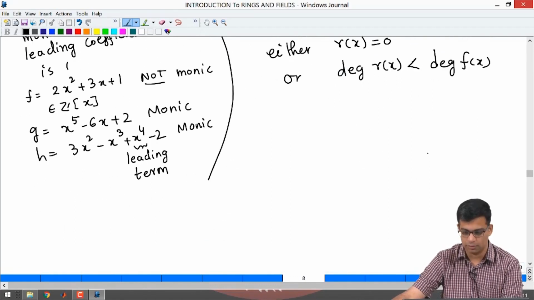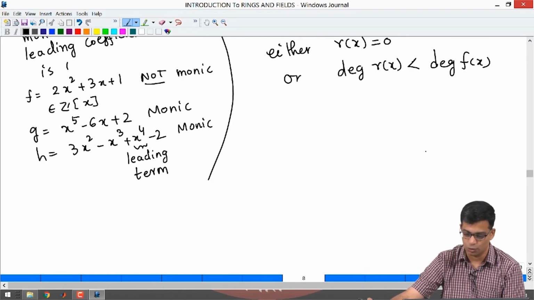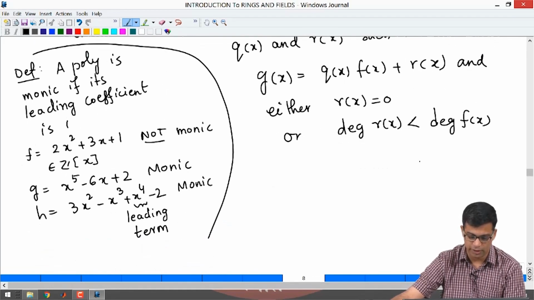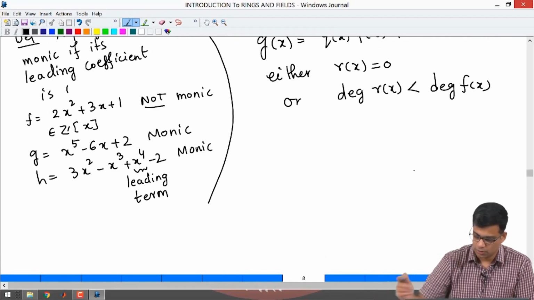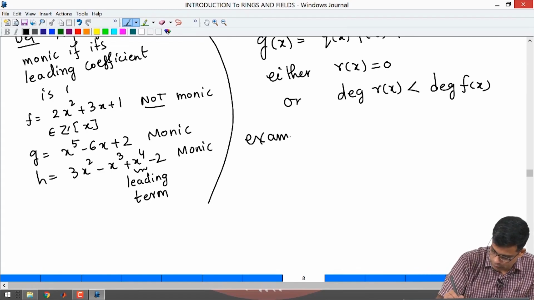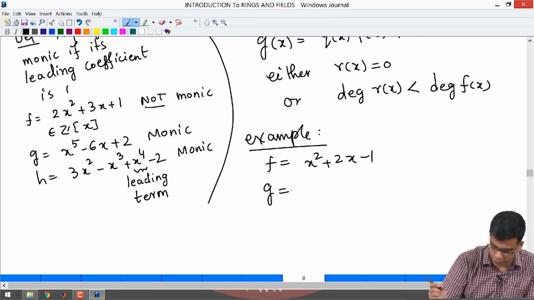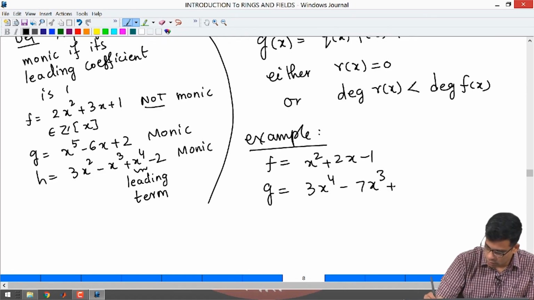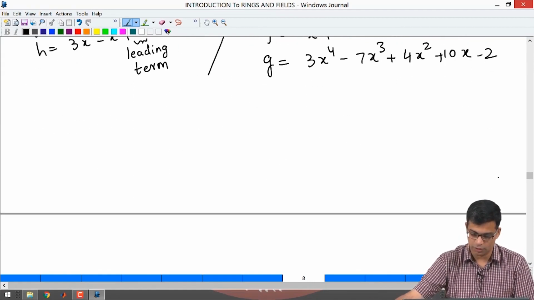You can prove this, but that is unnecessary since you are all familiar with it. To explain what really happens, I will simply do an example. Okay. So, quickly let me do this. We will take f to be x squared plus 2x minus 1, and g to be 3x^4 minus 7x cubed plus 4x squared plus 10x minus 2.